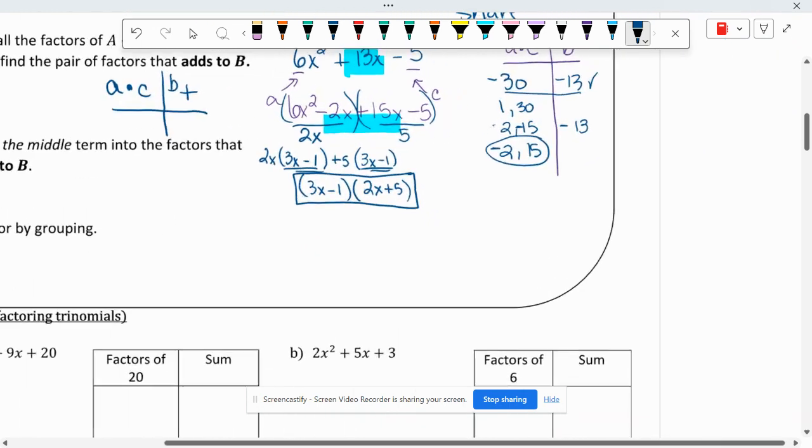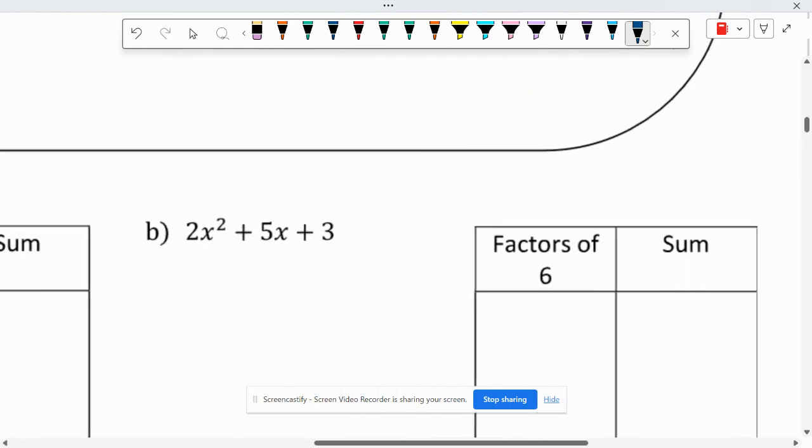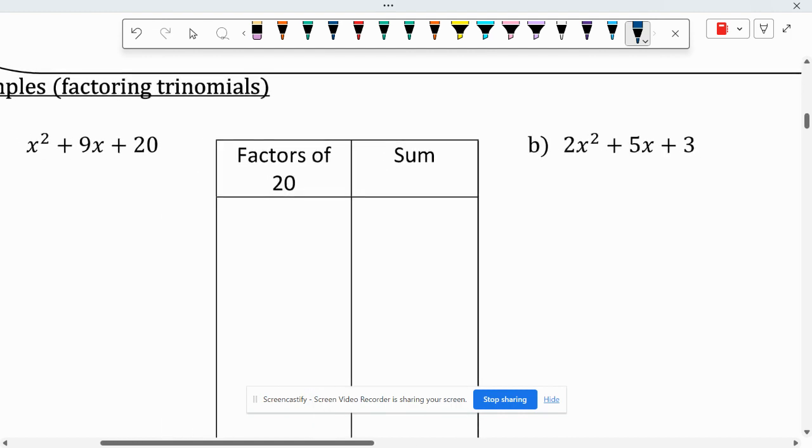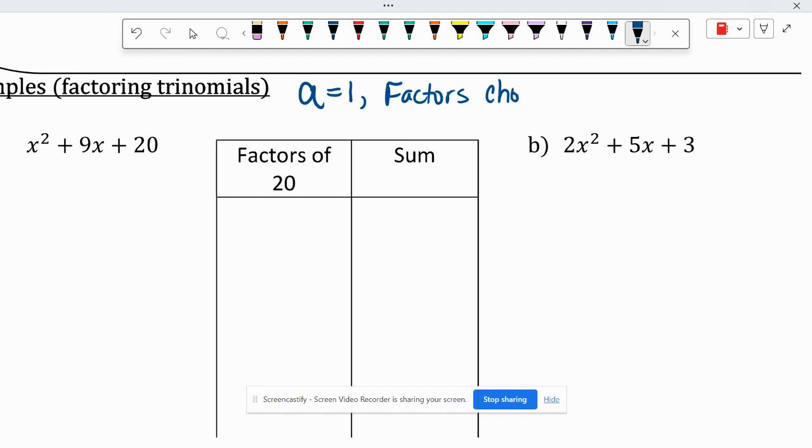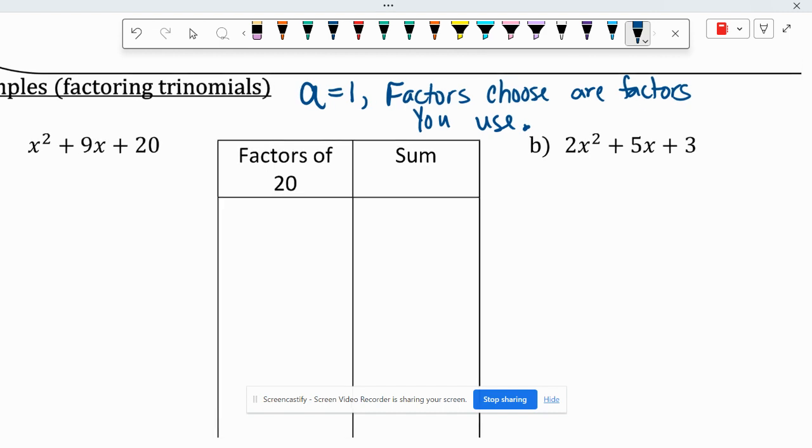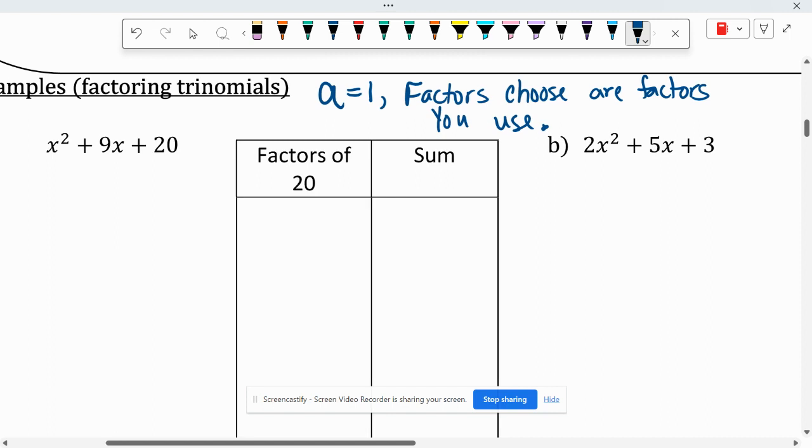All right, so I'm going to go down to this example down here, and I'm going to write a special note. When A equals 1, the factors that you choose are the factors you use, meaning you don't have to group it. They just are what they are. So I want to show you by this example and see if you can understand what I mean by that little saying.